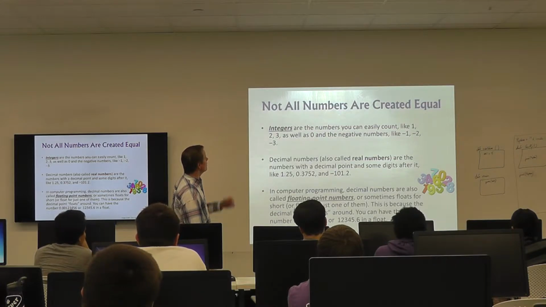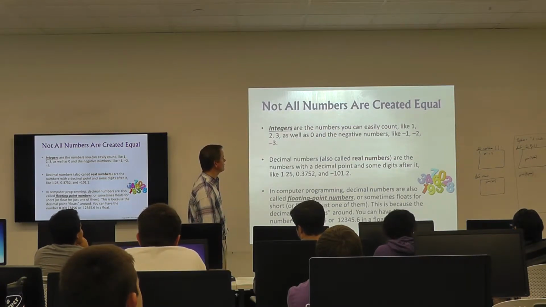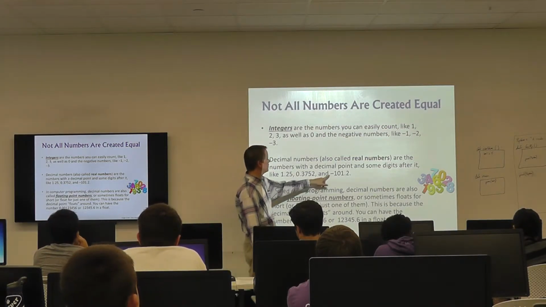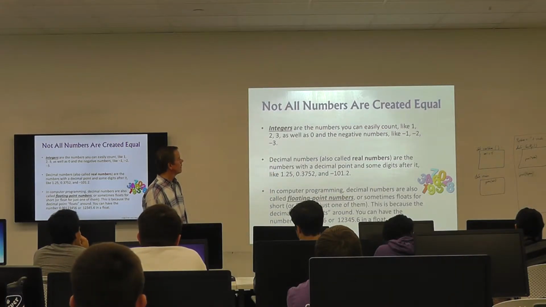Not all numbers are created equal, so we talked about this. Integers, we know integers, 1, 2, 3, 4, 5, 6, fantastic. Real numbers or float numbers are 1.25, 0.37, 101.2, cool, we know about that. Those are basically our floats.